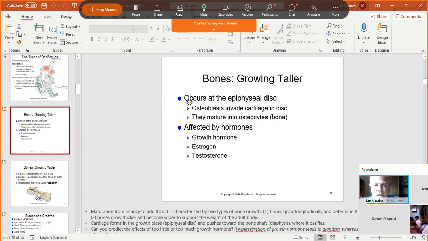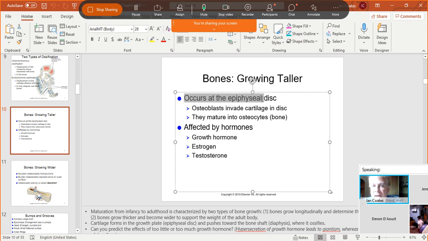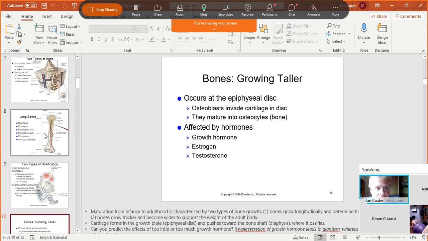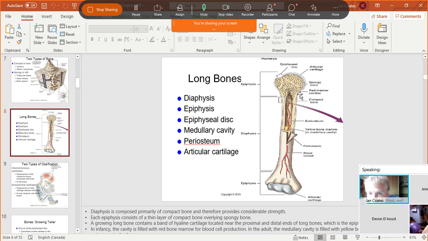Bones growing, okay. It occurs at the epiphyseal disc. And the epiphyseal disc is right in here. You see that line right there? Okay? That is what we're talking about there. That's where the bone is growing. Right in here. Okay? And that's where the bone grows.